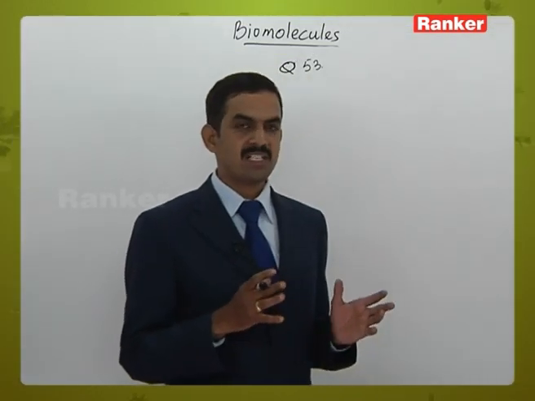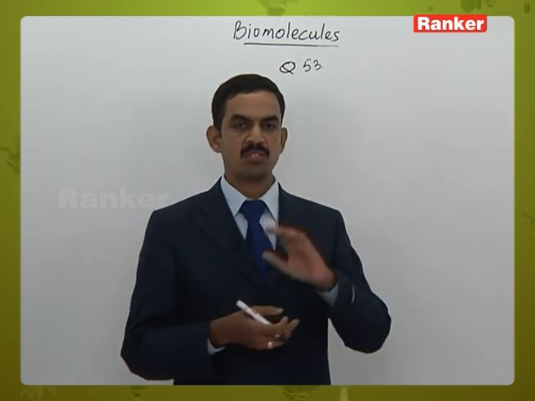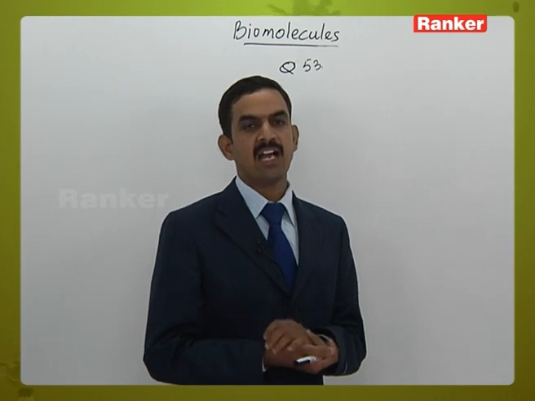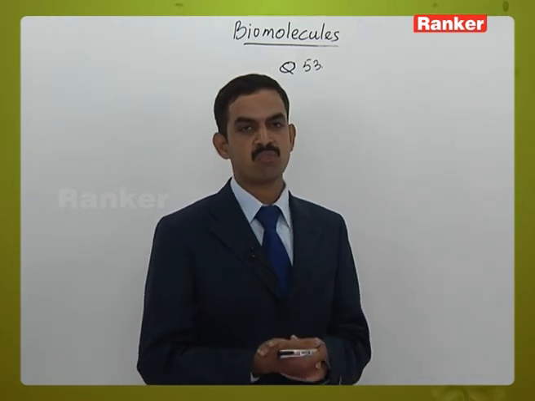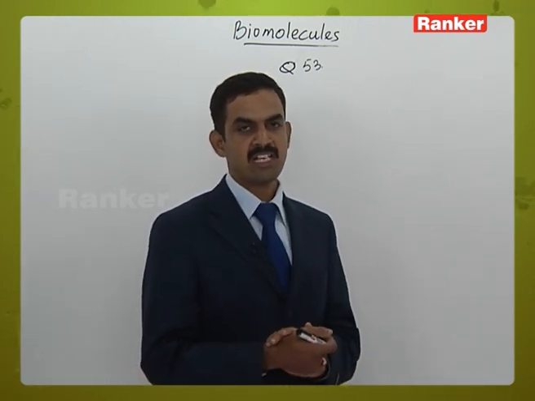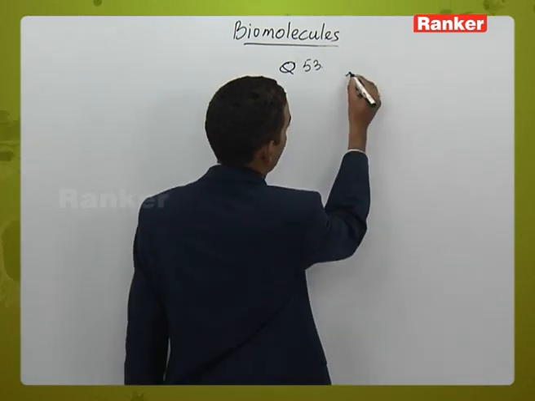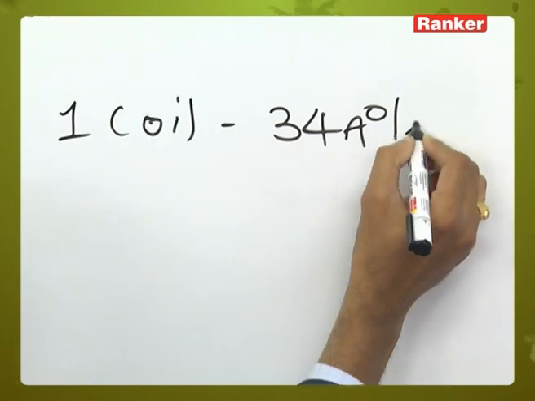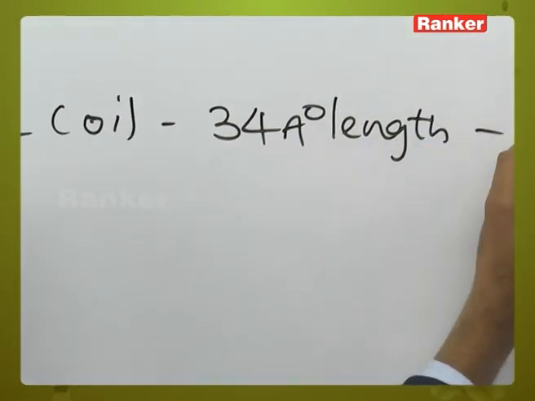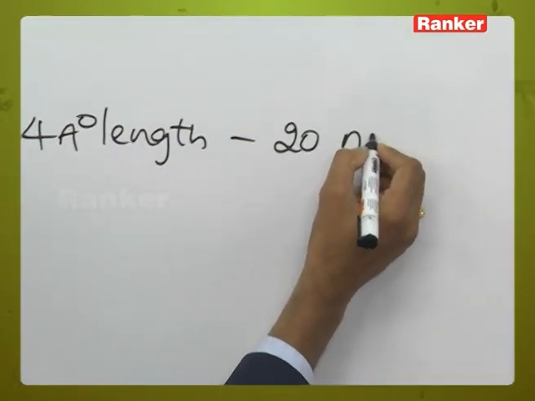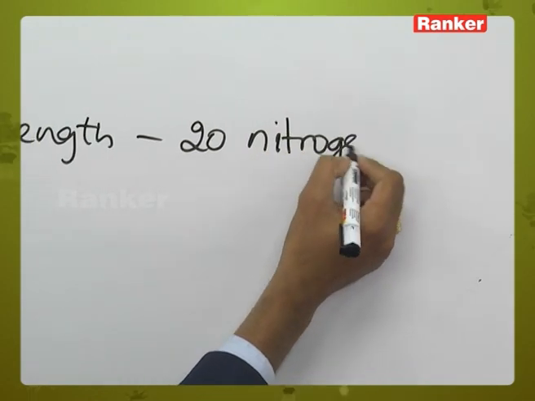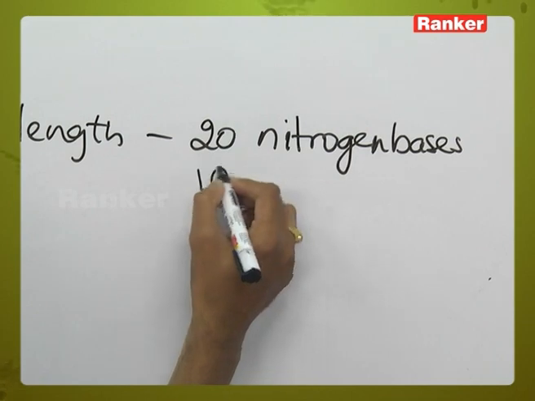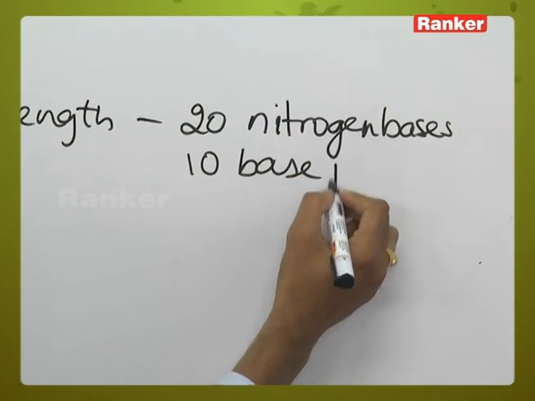Okay, we know some basic information related to one coil: it contains 34 angstroms length, and that one coil contains 20 nitrogen bases, or 10 base pairs. So one coil with 34 angstroms length has 20 nitrogen bases, or we can say that it contains 10 base pairs.